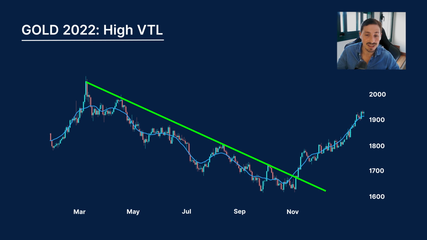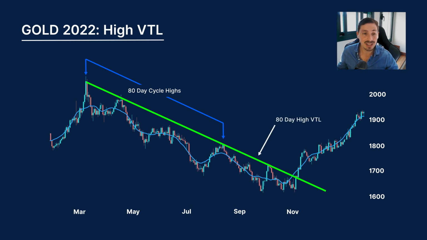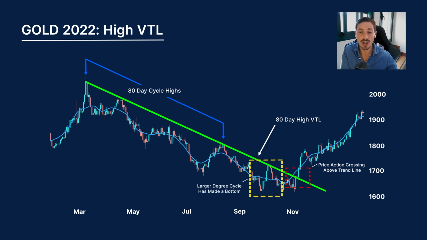Now let me show you VTLs in practice. This is gold in 2022. And the two blue arrows you see here, this one and this one, are highlighting two consecutive 80-day cycle highs. The green down trend line is an 80-day high VTL. It is simply a trend line drawn between two consecutive 80-day highs. And you can see that the moment gold prices crossed above this trend line, prices were generally going up. So this trend line told us when prices crossed above it, we got a signal that a large degree cycle had bottomed out and the prices would likely rally.